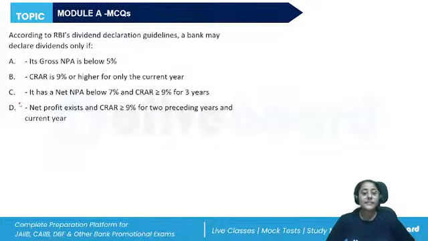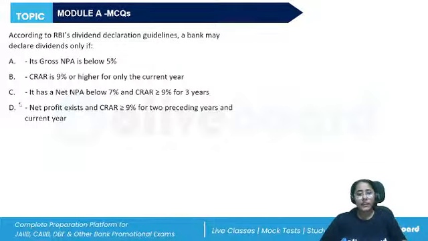According to RBI's dividend declaration guidelines, a bank may declare dividends only if its gross NPA is below 5% and the CRAR is 9% or higher for only the current year. If it has the net NPA below 7% and CRAR is more than or equal to 9% for 3 years, the net profit exists and CRAR is more than 9% for the preceding 2 years and the current year.